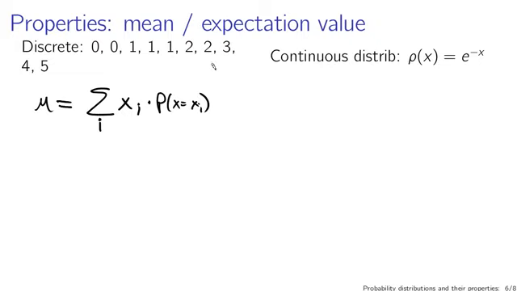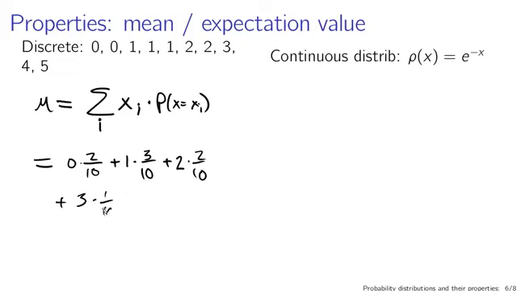So what this looks like in the case of the discrete probability that I gave you earlier is, well, there's 0, that's x sub i, times the probability that x equals 0, which was 2/10, plus 1, that's x sub i, times the probability that x equals 1, which was 3/10, plus 2, x sub i, times the probability that x is equal to 2, which is 2/10. And you can keep going, plus 3 times 1/10 plus 4 times 1/10 plus 5 times 1/10, for 3, 4, and 5, all of which have probability 1/10. And if you run through the numbers, you'll find this is equal to 1.9.